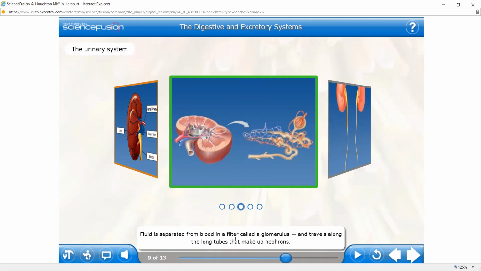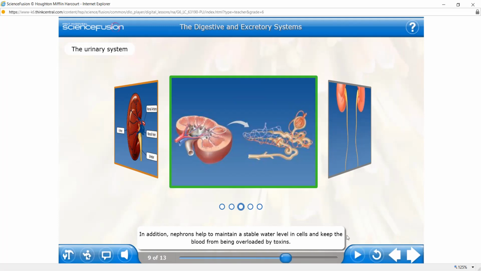We have long tubes that are responsible to separate, like it acts like a filter, which cleans the blood. Okay? So, how does a kidney know what stays and what goes? Inside each kidney are millions of tiny filtering units called nephrons. Fluid is separated from blood in a filter called a glomerulus and travels along the long tubes that make up nephrons. Fluid that can be cleaned and reused returns to the bloodstream. In addition, nephrons help to maintain a stable balance.